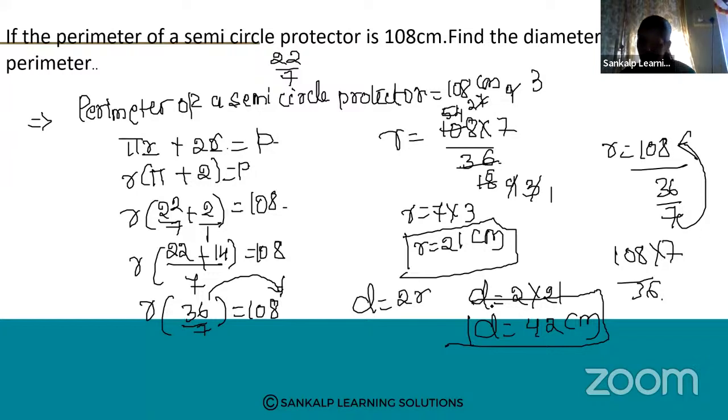Understood? Yes. So here we use the formula pi r plus 2r is equal to p. So by using this formula, we can substitute the values and finally we got r value, and by using that r value, we can find out d is equal to 2r. So d is equal to 42 centimeter.